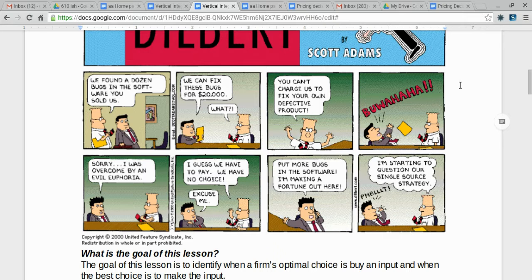I include this cartoon because it illustrates well the holdup problem, which we'll see later in the lesson is a primary concern when deciding whether or not to build something or to buy something. Do you make it or do you purchase it? Do you integrate vertically or do you purchase inputs from an outside supplier?